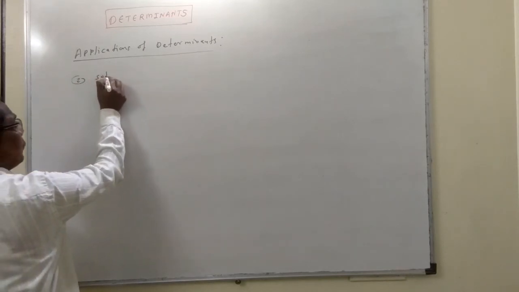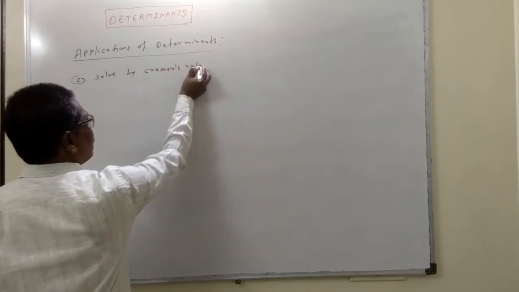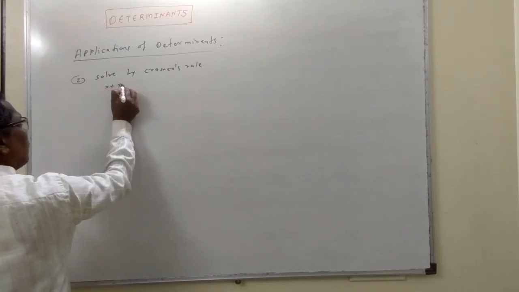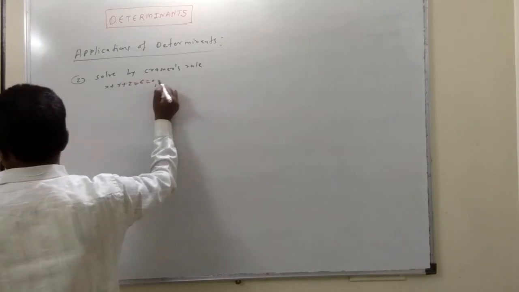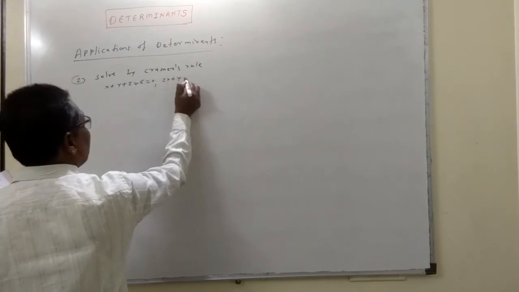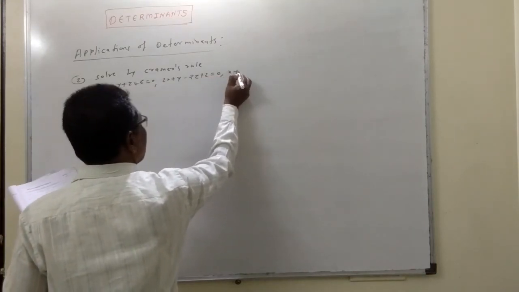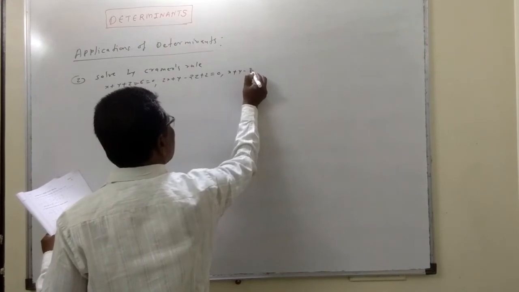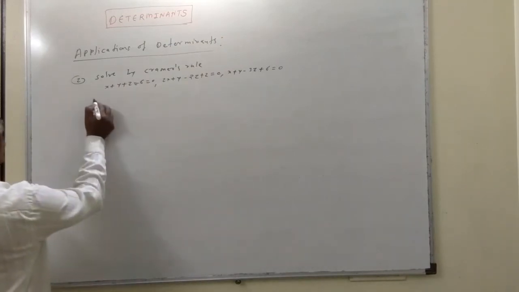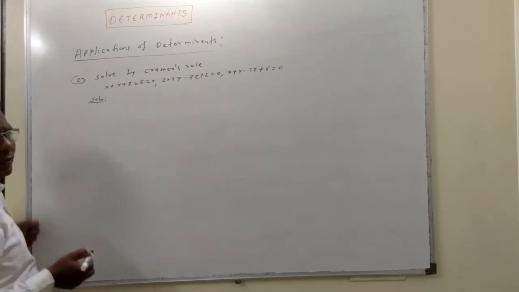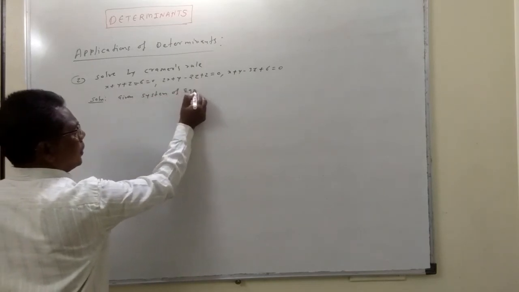Second example, solve by Cramer's rule. x plus y plus z minus 6 equal to 0. 2x plus y minus 2z plus 2 equal to 0. x plus y minus 3z plus 6 equal to 0. Solution. Given system of equations.